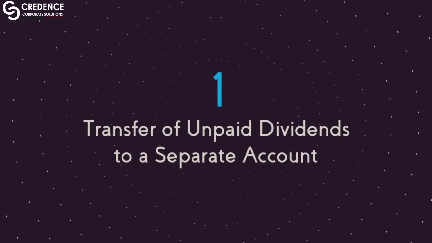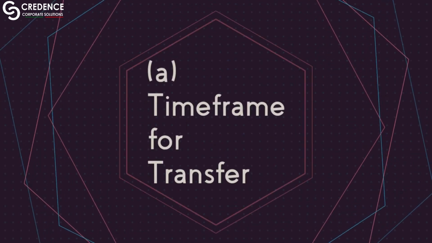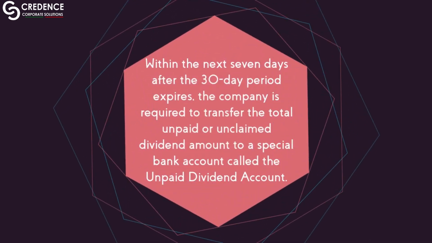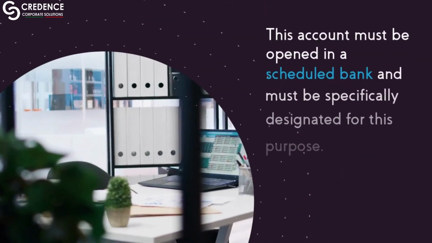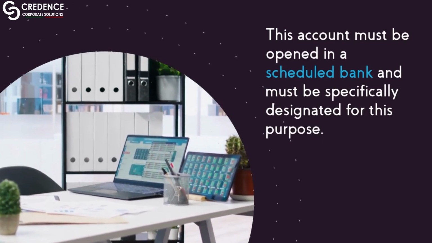1. Transfer of unpaid dividends to a separate account. A. Time frame for transfer. If a dividend has been declared by a company but remains unpaid or unclaimed for 30 days from the date of declaration, the company must act. Within the next 7 days after the 30-day period expires, the company is required to transfer the total unpaid or unclaimed dividend amount to a special bank account called the Unpaid Dividend Account. This account must be opened in a scheduled bank and must be specifically designated for this purpose.